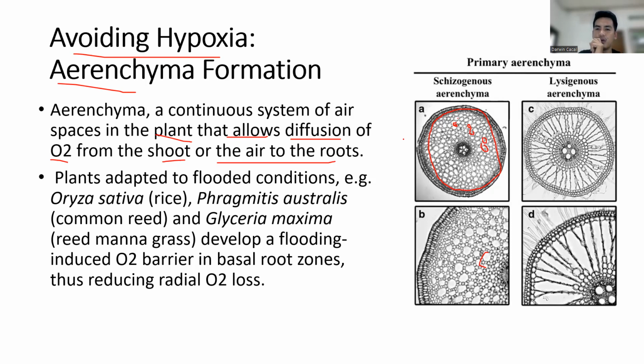Okay? So that part is providing air spaces para mag-allow ng pag-release ng oxygen. So the plants adapted to flooded conditions, example sana, Oryza sativa, Phragmites australis, and Glyceria maxima, develop a flooding-induced oxygen barrier in basal root zones, thus reducing radial oxygen loss.